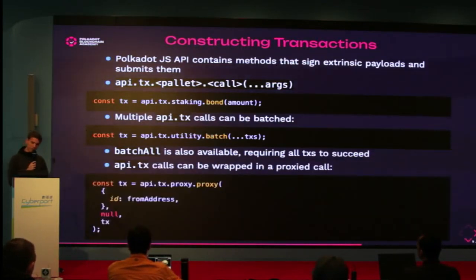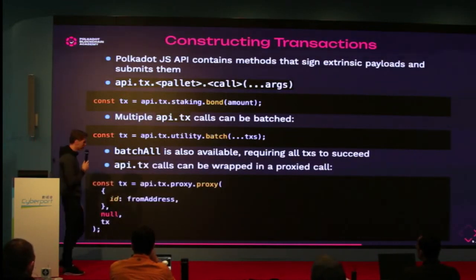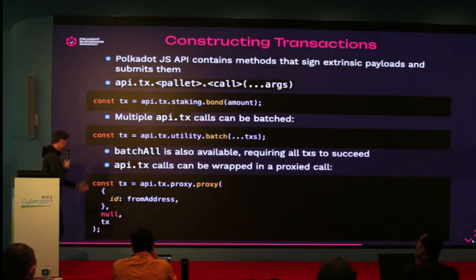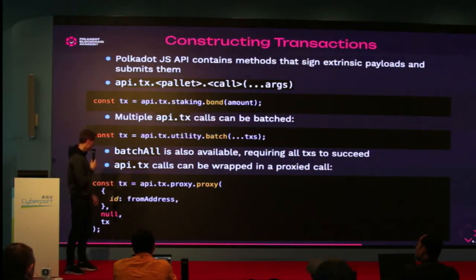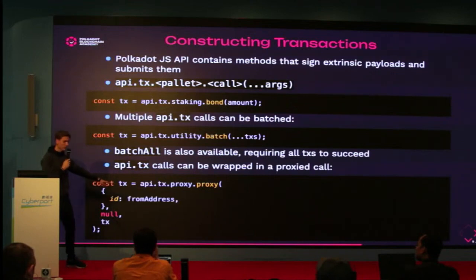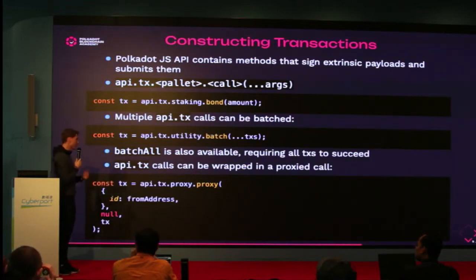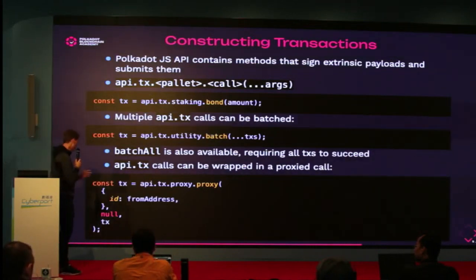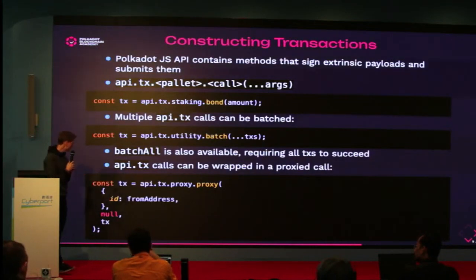We can also use proxies in the case of the relay chain, or any runtime that supports the proxy pallet. So api.tx.proxy.proxy, proxy pallet, proxy call. The from address, this null value is where you can force the type of proxy to be used if this from address here is the registered proxy. There are various proxy types. The staking proxy just allows the proxy account to call staking related calls, for example. So I can force the type of proxy and give it the transaction as well.